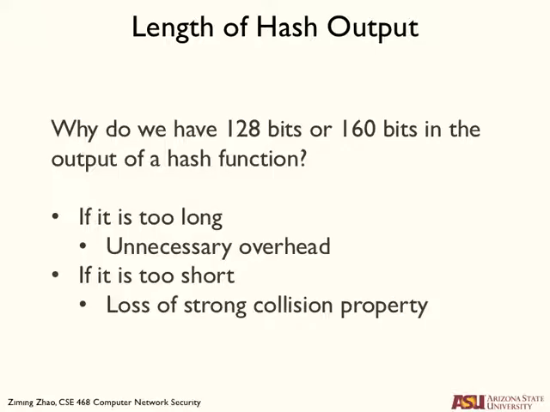So if we make the output space very large, sometimes it's unnecessary, and it will introduce some kind of overhead. But if the output is too short, we will lose the property of strong collision resistance. Even though in theory we haven't proved that any hash function can provide this, we know that if it's too short, it is guaranteed that it cannot provide this property.